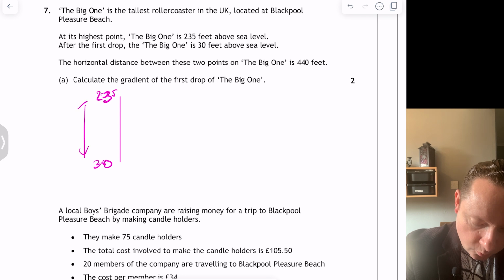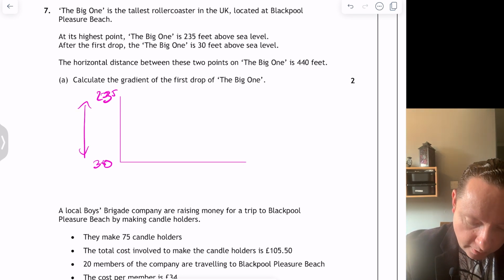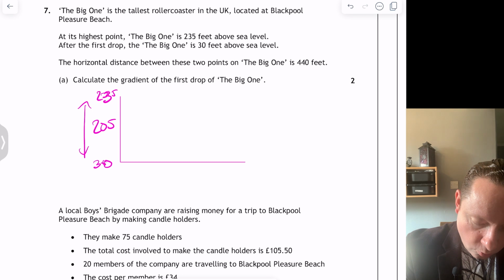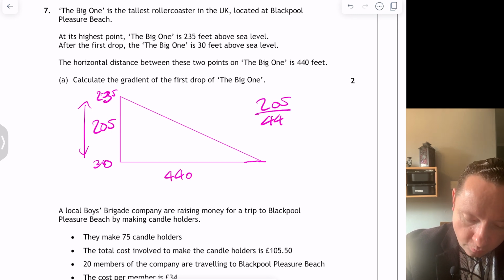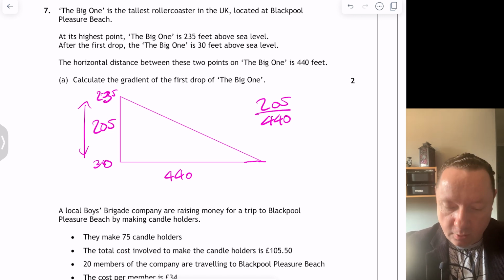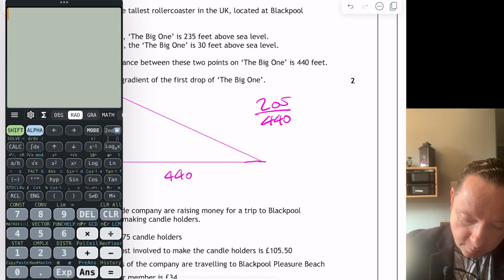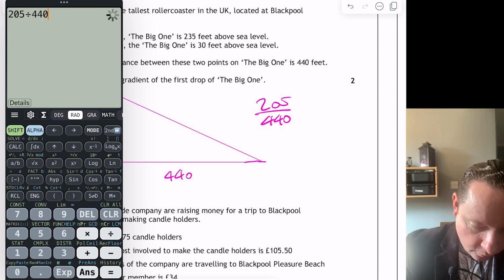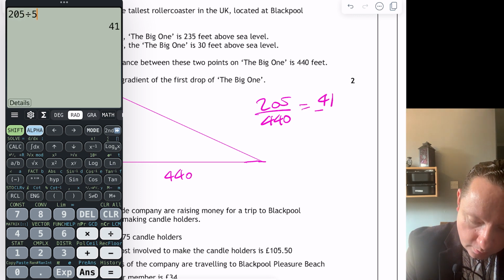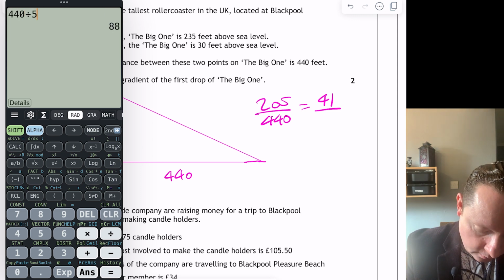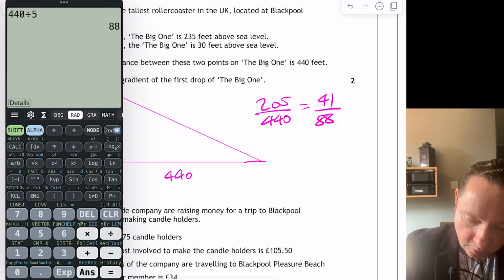So I need to know the difference between these two numbers for my height. So that's the trick with this question. So it's actually 205. And then gradient is vertical over horizontal from start exam paper. The horizontal is 440. So my gradient is just 205 over 440. And you can just use a calculator to change that to a decimal if you want, or simplify it. 205 over 440 though. If you need to, I can divide by 5. It's 41, and then 440 is 88. I mean, I don't think there's any other numbers that go into both of them, so I'll just leave it there.